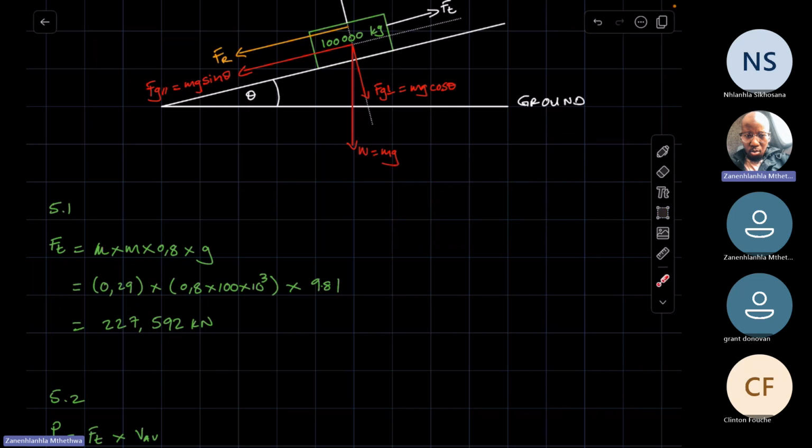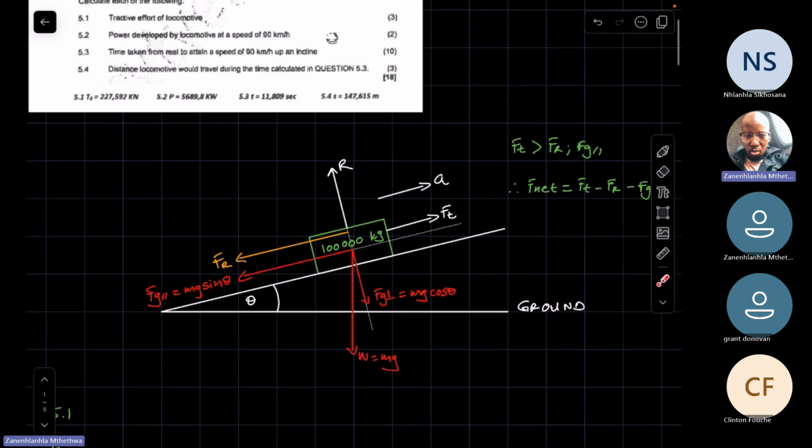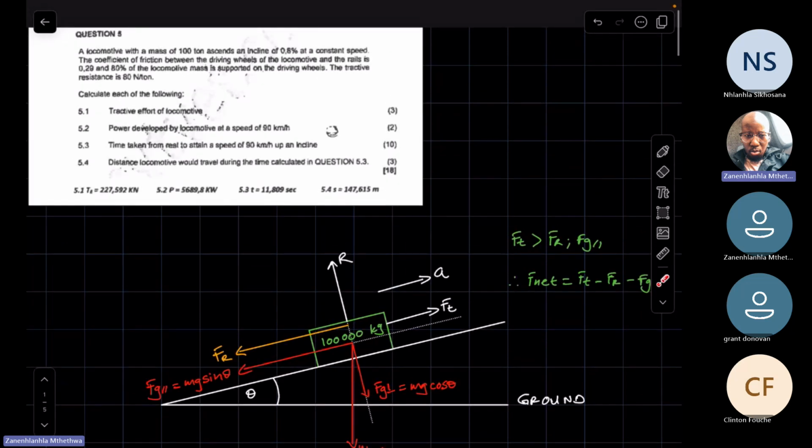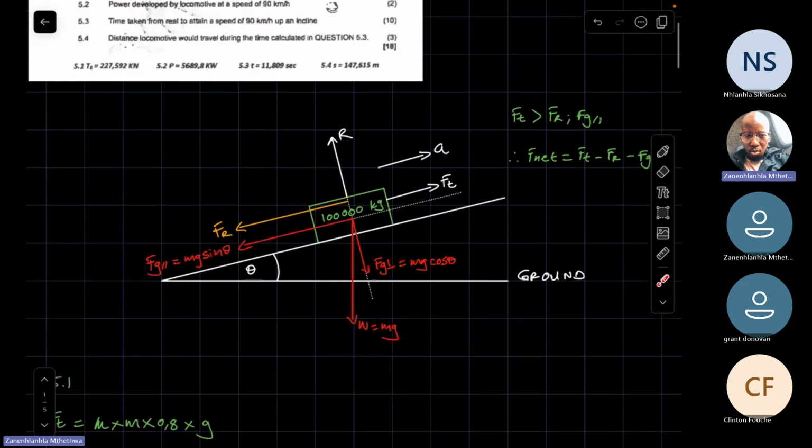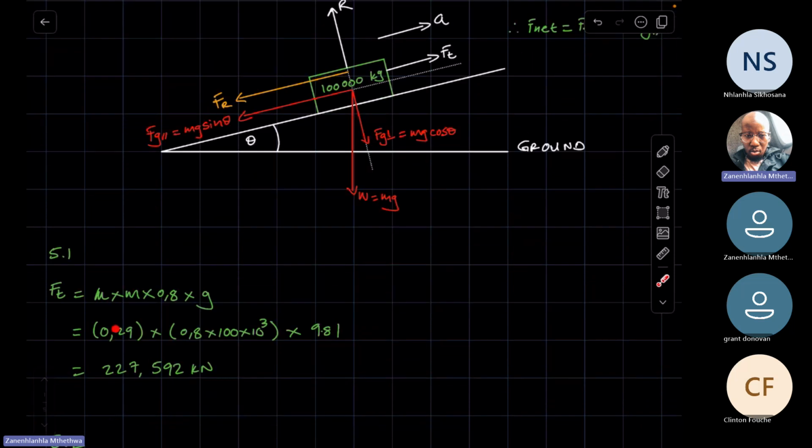So that is how you calculate the tractive effort of the locomotive. And then all you do is substitute what you've been given. The mass is 100,000 kilograms, and then you have a percentage of that mass that is on the driving wheels. Hence, you include that percentage times g, for Mechanotechnics N5, and for Mechanotechnics in general, it is 9,81. And this is what you get.